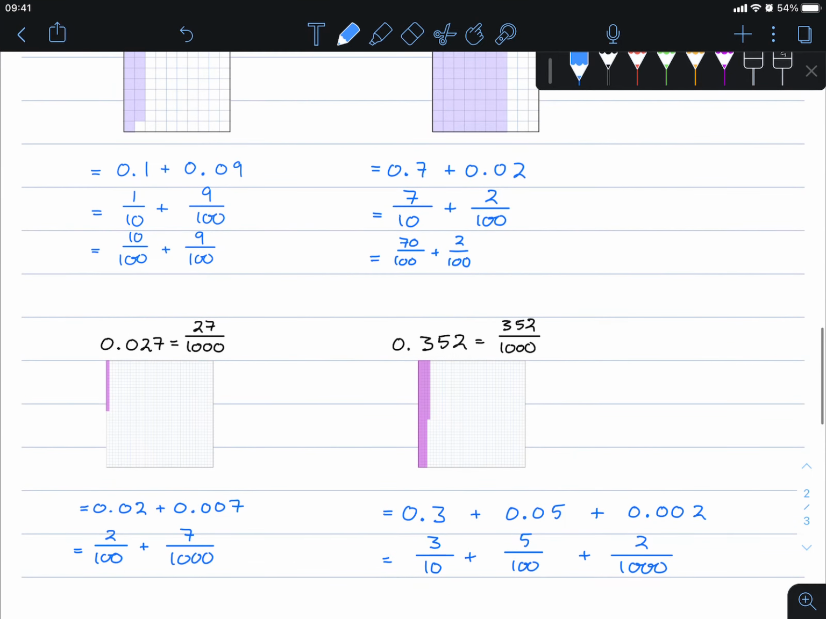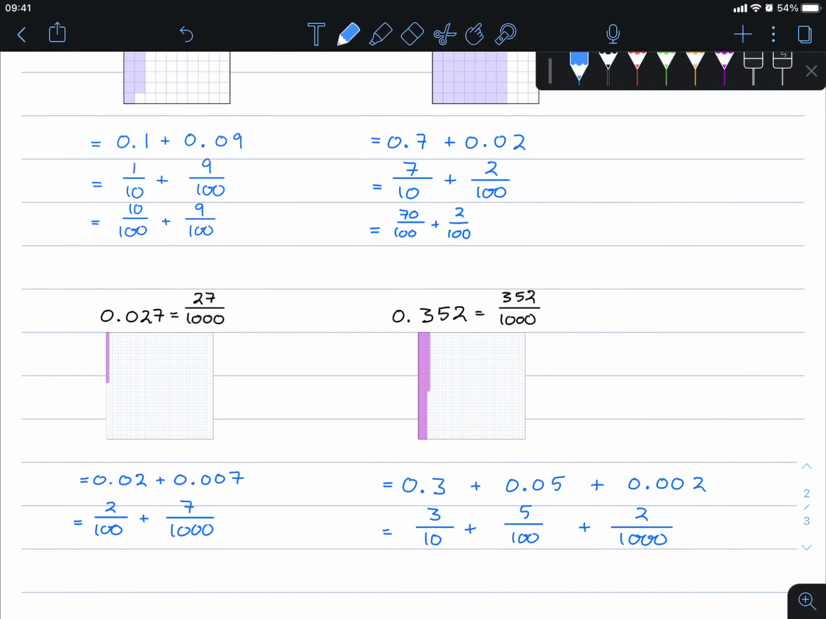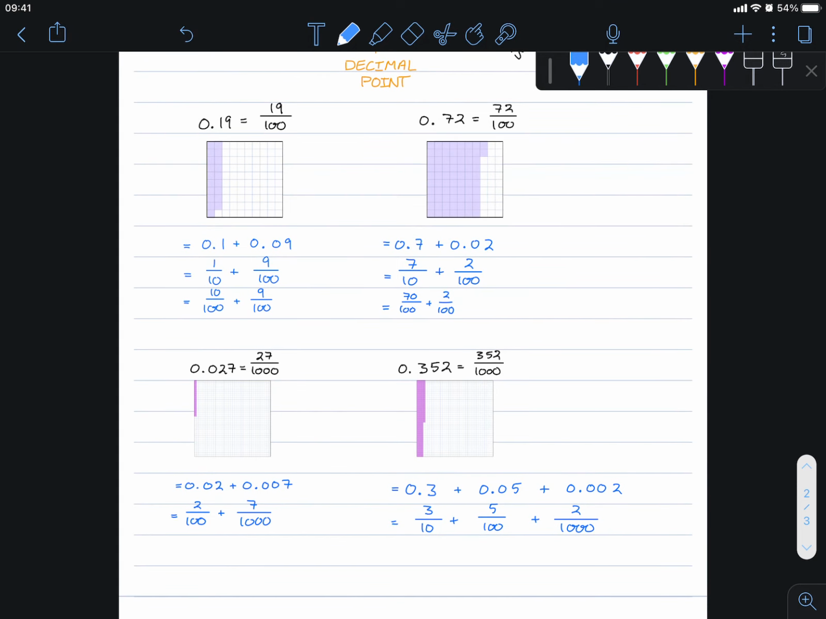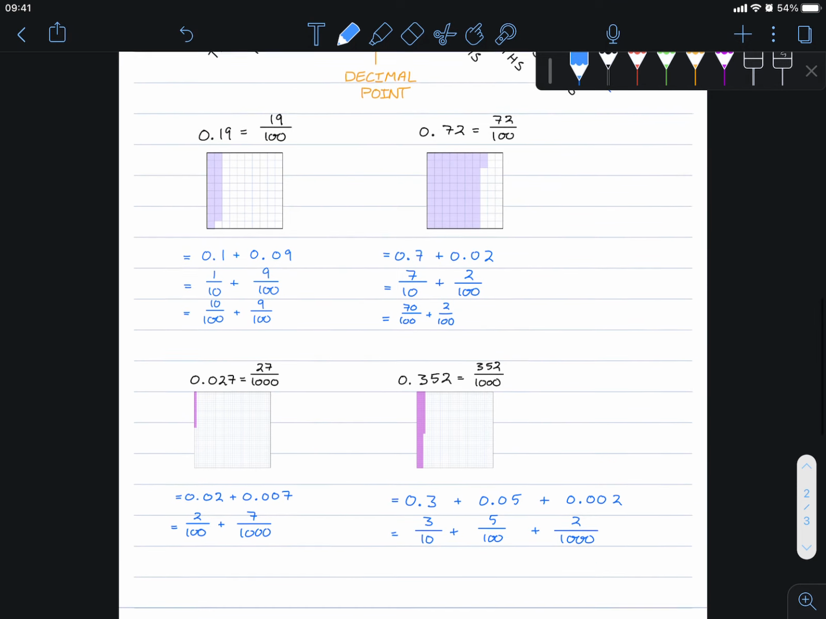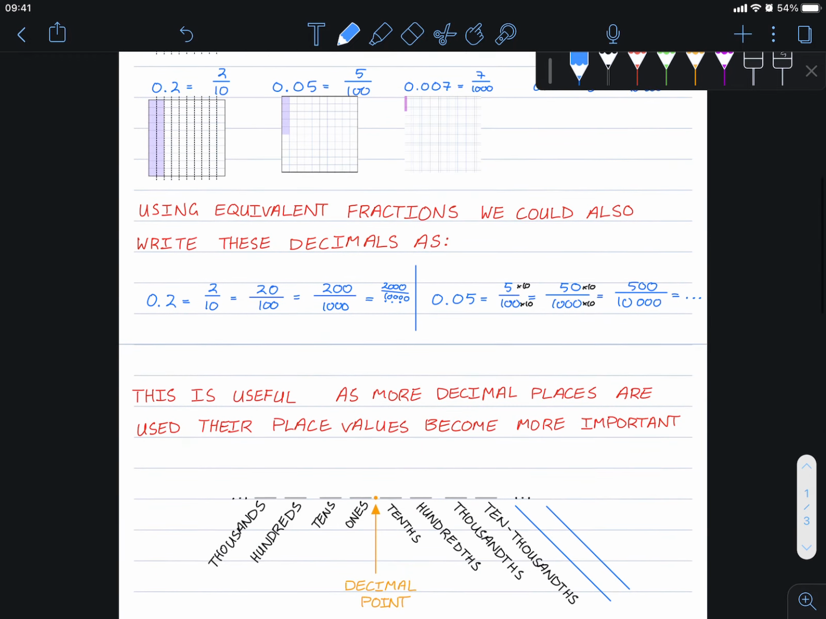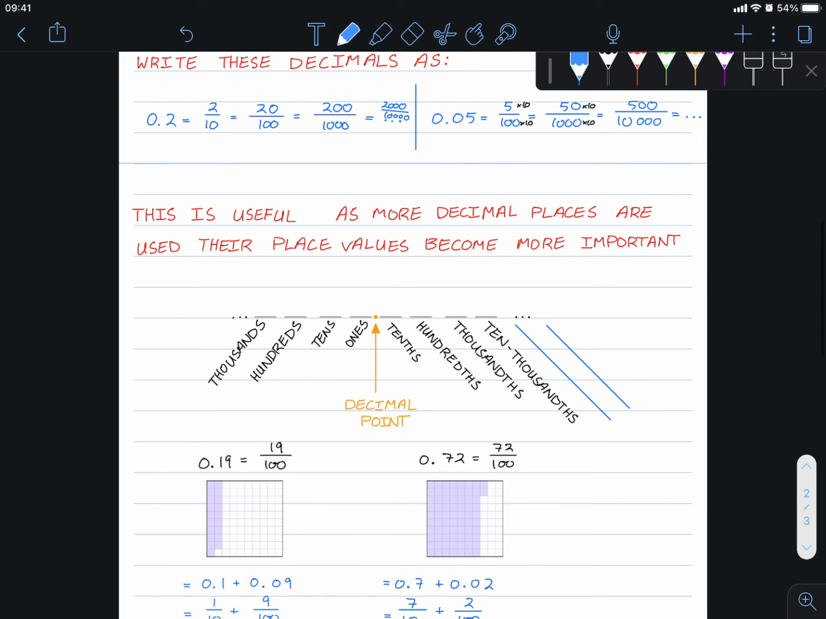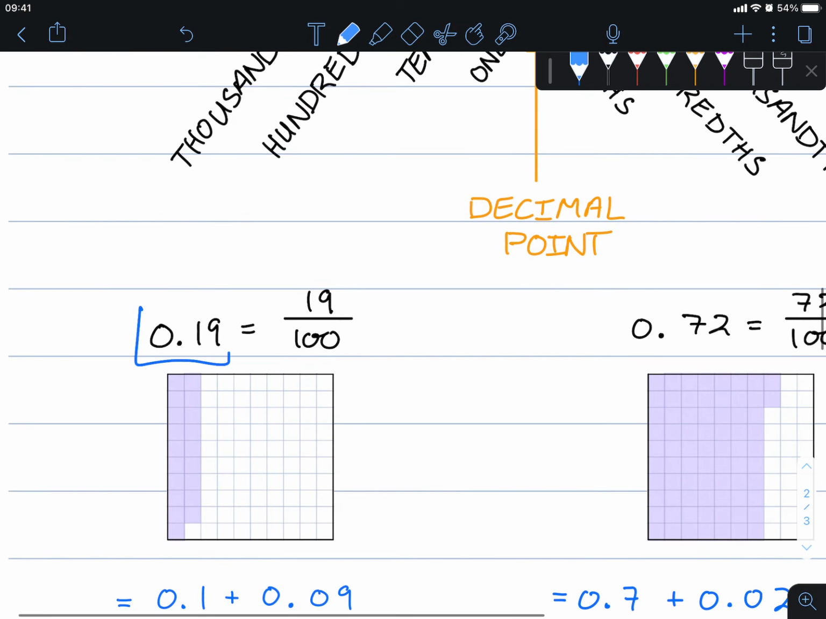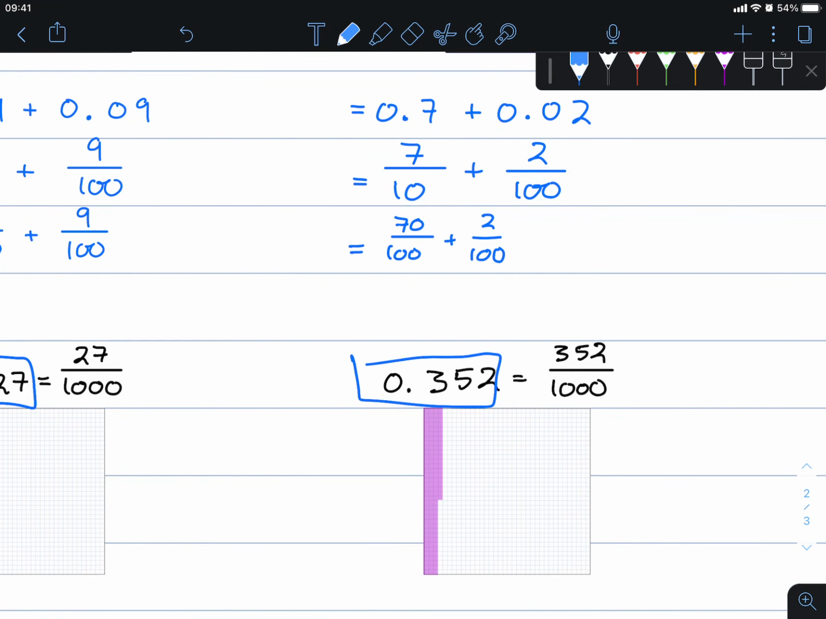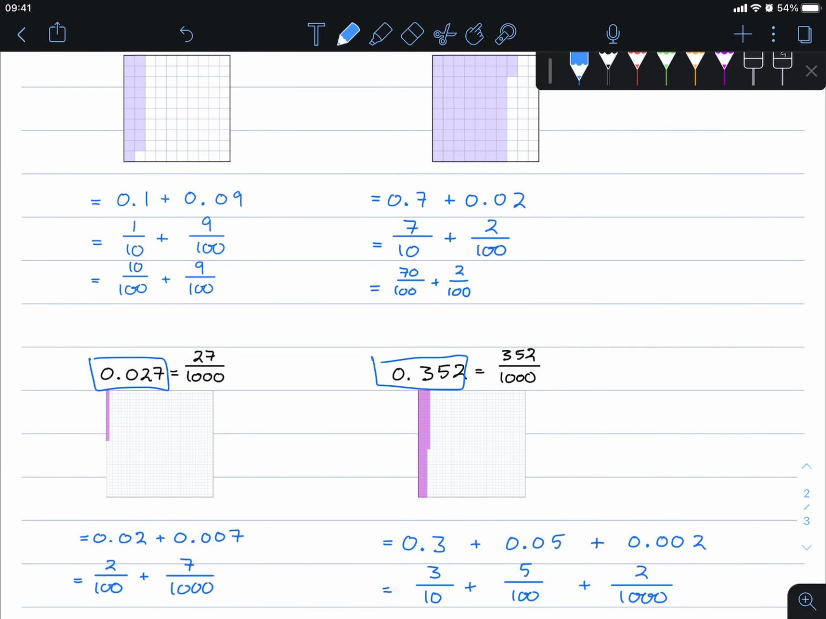So I hope that really gave you an insight into the idea of what decimals are. They're just another way to represent parts of a whole, but this time only using magnitudes of 10 and without using a denominator. So we're really just looking at using these, but we want to relate them to something that we already know, such as fractions.